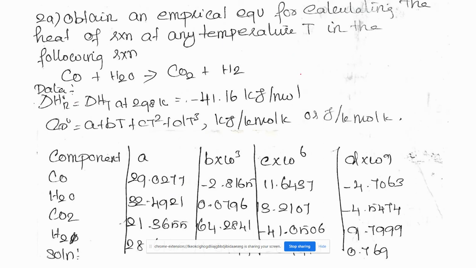They have given CO plus H2O gives CO2 plus H2, and the del H 0 at temperature T value is given. In the same way, you have to find del A, then del B, and multiply with 10 power minus 3, then del C, multiply with 10 power minus 6, and del D, multiply with 10 power minus 9. One more thing: after you get del H 0, convert it into joules per mole.